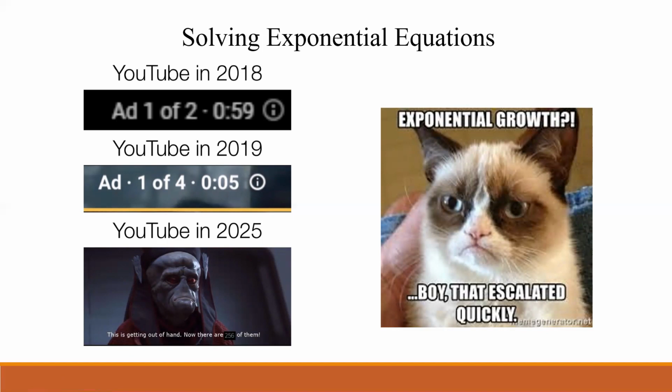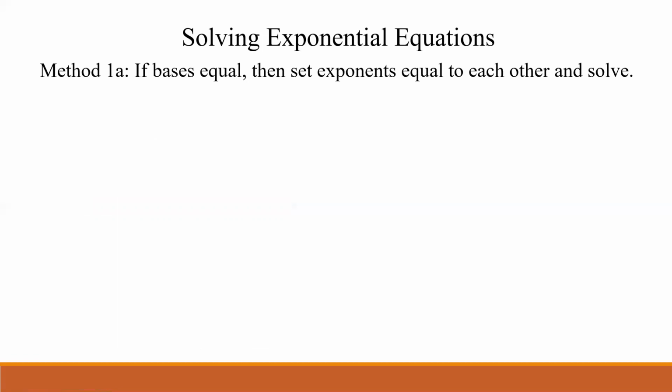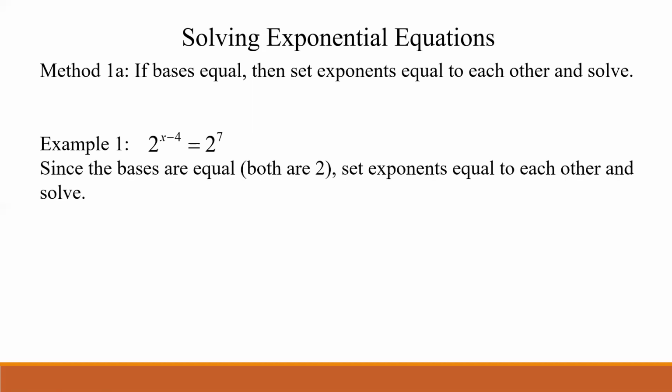Anyway, let's go on to the first method of finding solutions for exponential equations. Okay, so method 1, I'm going to call this method 1A, because we're going to see something else in just a minute, I'm going to call it 1B. If the bases are equal, all you have to do is just set the exponents equal to each other and solve. So something like this, you get 2 to the x minus 4 power equals 2 to the 7th. Now, since both bases are 2, we just set the two exponents equal to each other and we're done with it. So x minus 4 equals 7.